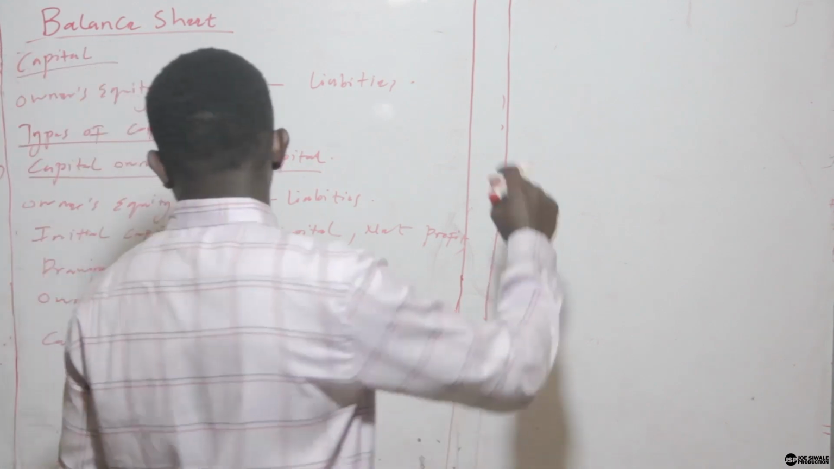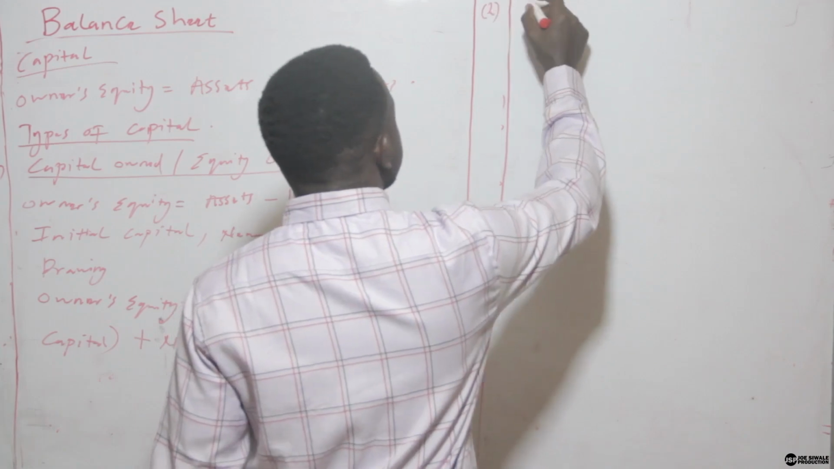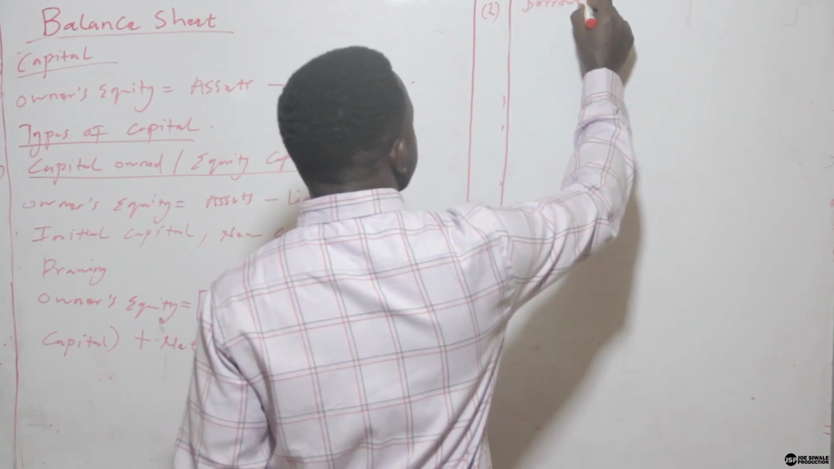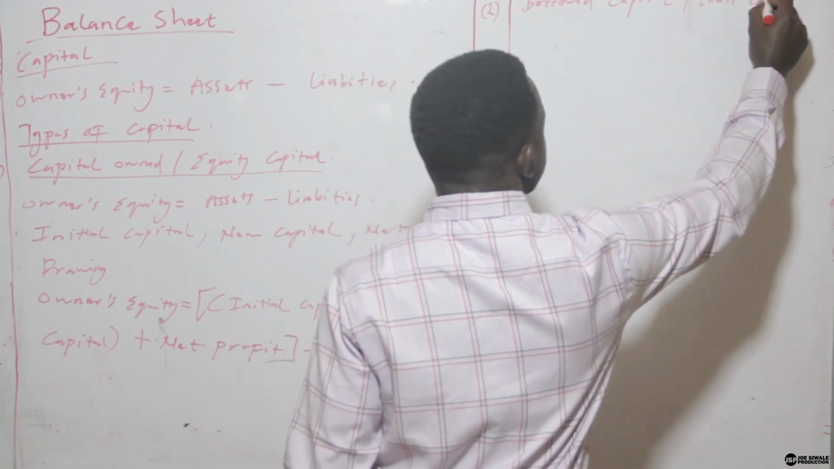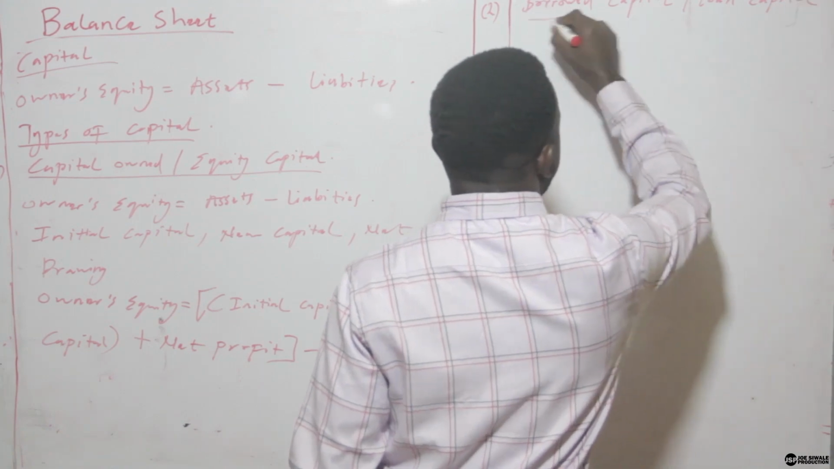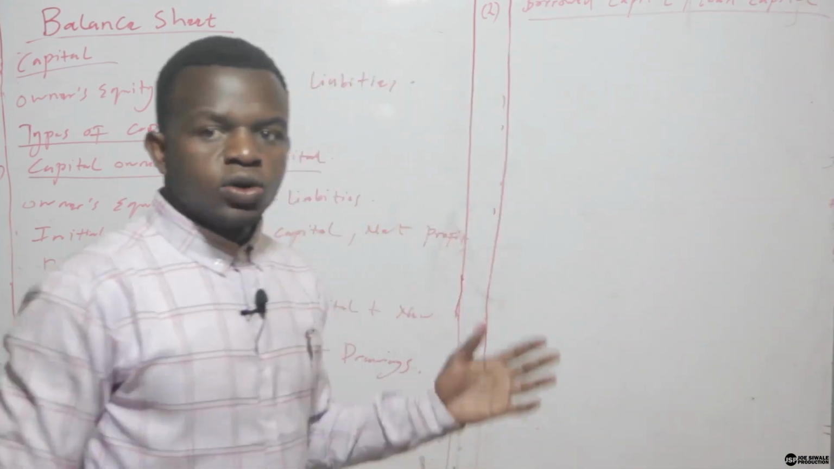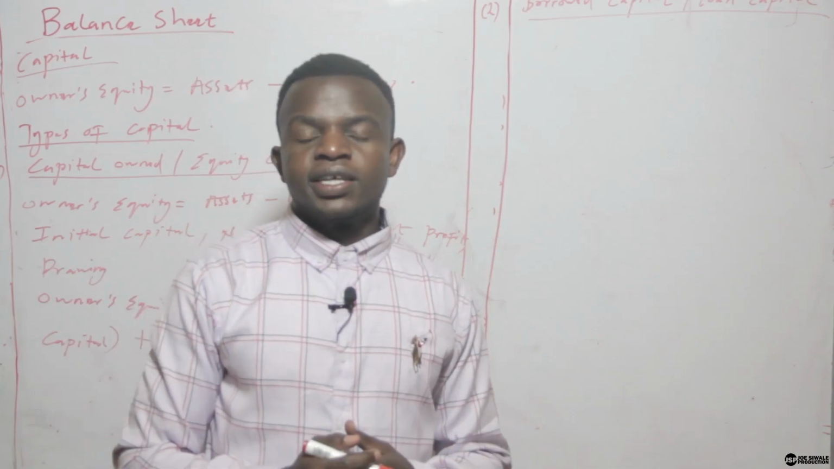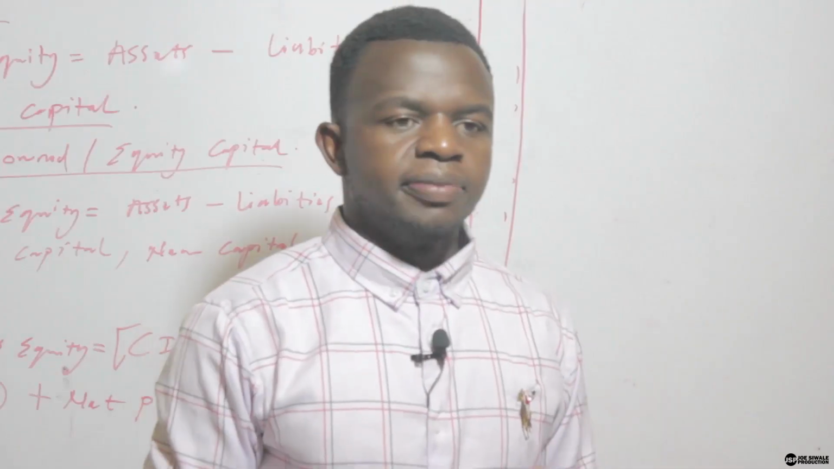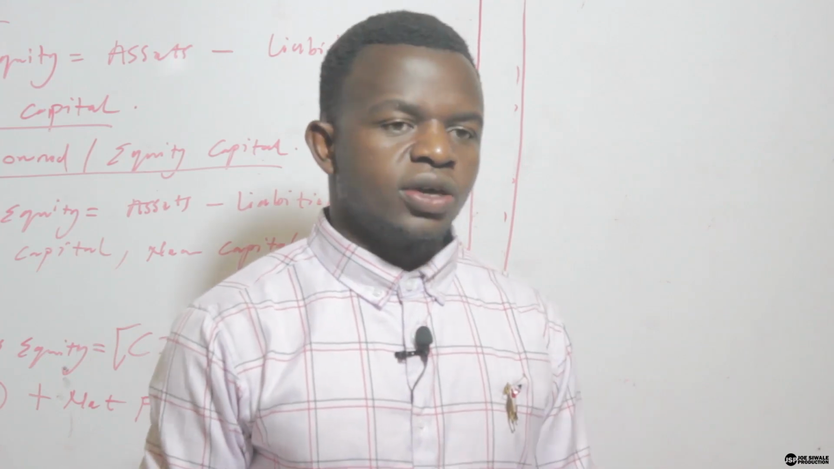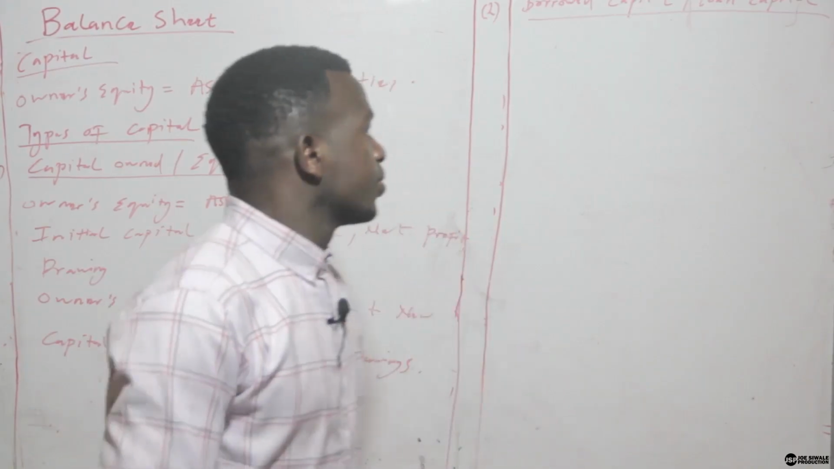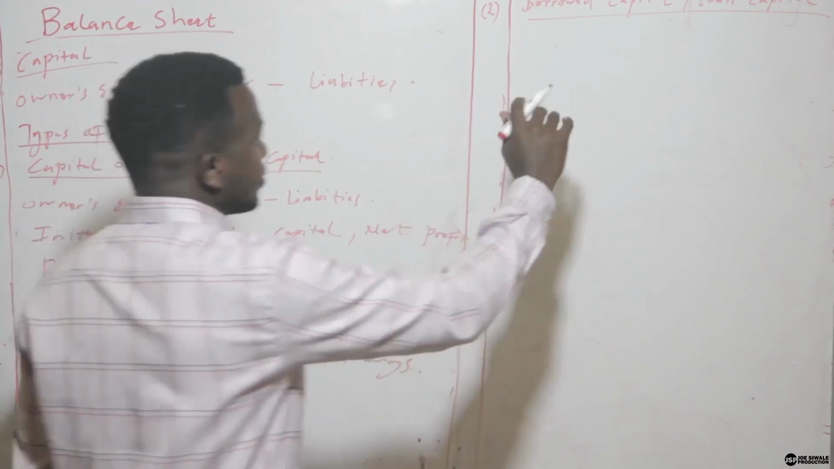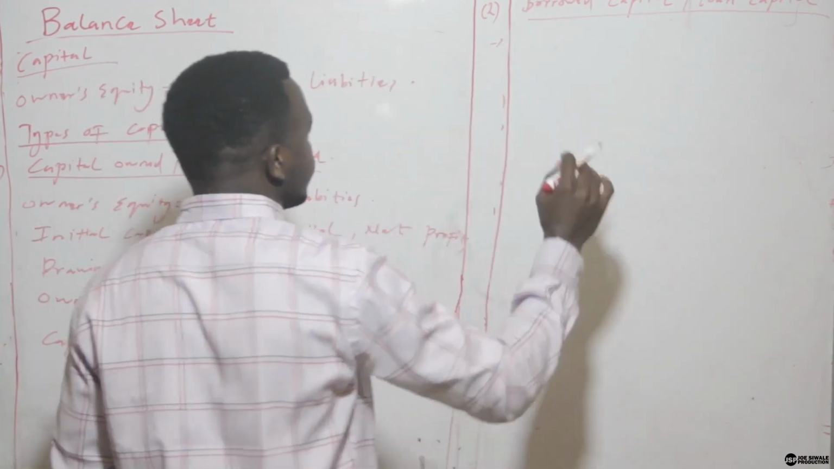Let us look at the second type of capital. In the second type of capital, we have borrowed capital or loan capital. So borrowed capital or loan capital, this is the type of capital that is obtained from long-term liabilities. So we can say borrowed capital is equal to long-term liabilities. And for the long-term liabilities, we gave examples. We have a bank loan and debenture.